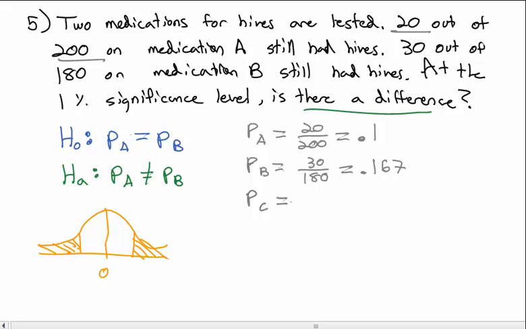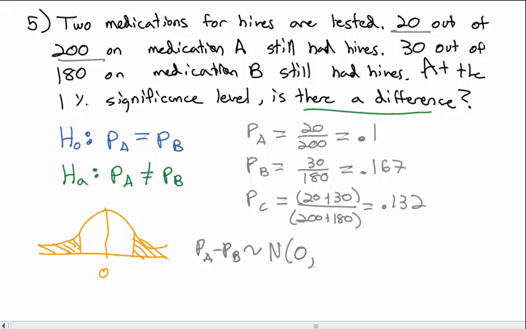The pooled proportion, the combined proportion, is 20 plus 30, all of them with hives, divided by all of them, 200 plus 180. Probably going to put parentheses on my calculator or add them separately. When we do, we get 0.132. So, proportion A minus proportion B should be normally distributed around 0. There should be no difference because we assume the null hypothesis is true.